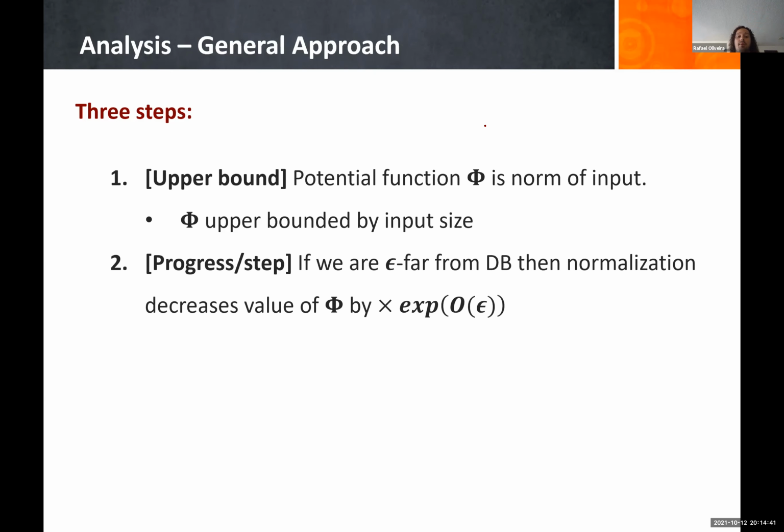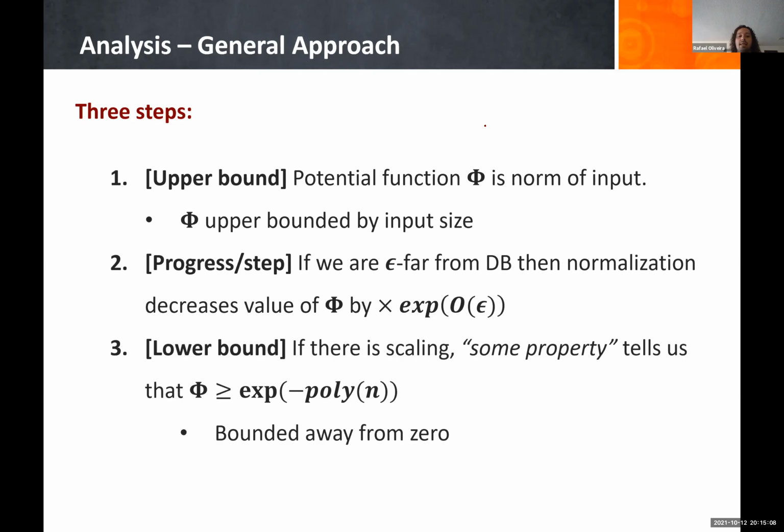So, okay. And now we're going to do exactly the same step as Ankit did, right? Which is what? We're going to show that every step, we're going to be making progress. So if we're really far from doubly balanced, then what we're going to show is that this normalization that we're doing will decrease the value of the norm by a multiplicative factor of exponential to O of epsilon. It's the same thing that Ankit did, right? So I'm not going to do that calculation here. Okay. And then the third one is a lower bound.